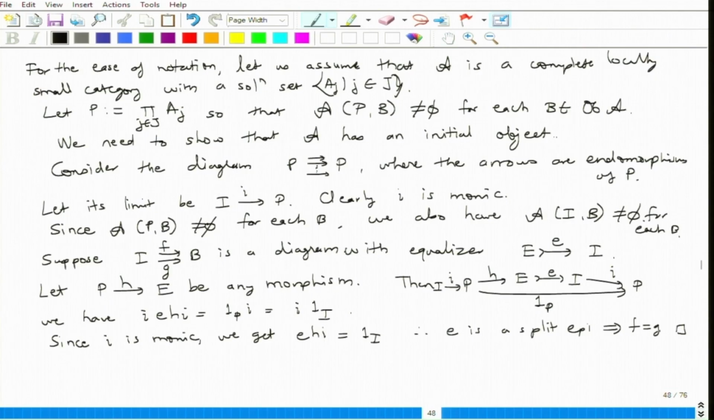So we have shown that capital I is indeed an initial object in the category. Yeah, very beautiful diagram chasing proof, and it's not hard. Any questions here? Oh, because hom from P to B is non-empty, so there is a morphism from P to any object.